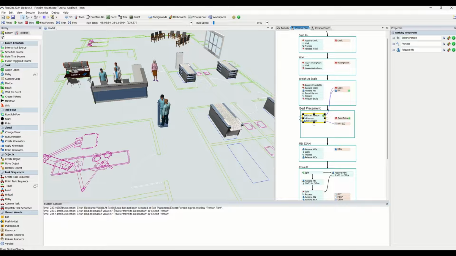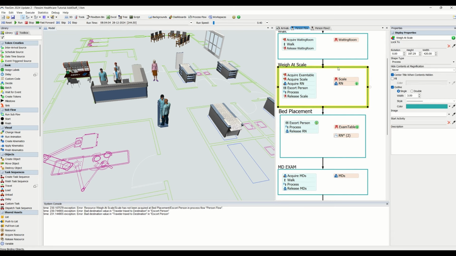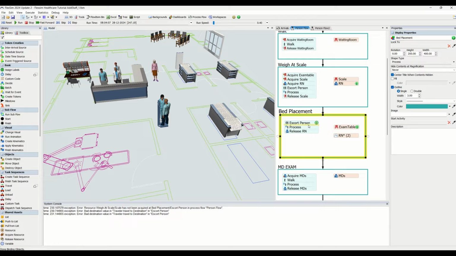Now let me know why this error was received. Okay, what does this error say? Now we are going to understand how to debug the errors as well in today's and upcoming videos of the tutorials, rather than just having that clear and crystal. Okay, now what is it saying? Resource weigh at scale has not been acquired at bed placement in the process flow.